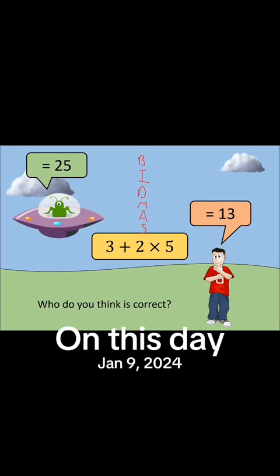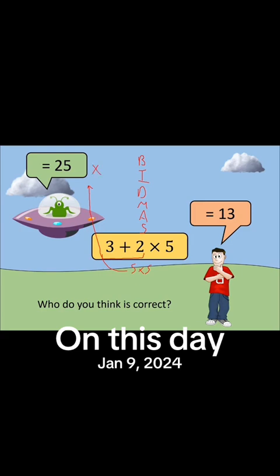So this is the calculation, guys. 3 plus 2 times 5. Now, one person is saying 13, and the aliens in the spaceship are saying 25. Why is this giving us two different answers? Well, because one thing is saying 3 plus 2 is 5, 5 times 5 is 25. That's not correct though, so that's actually incorrect. So that's actually wrong, guys.